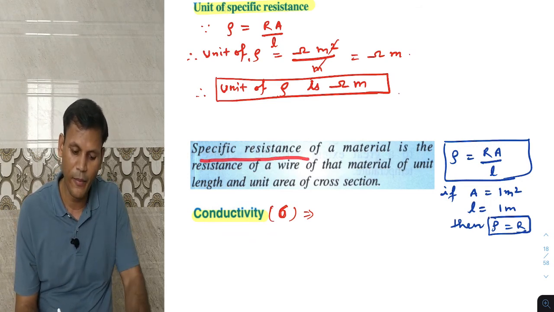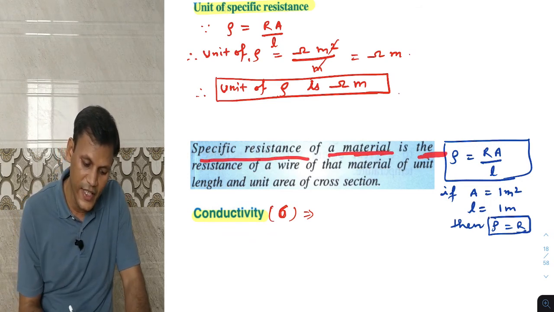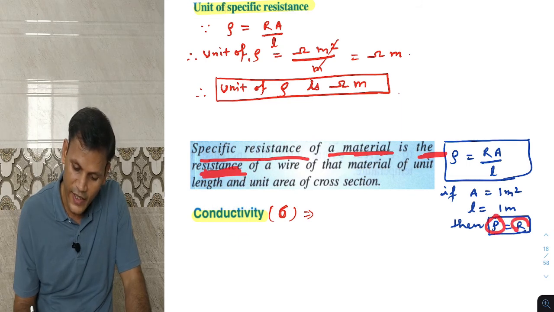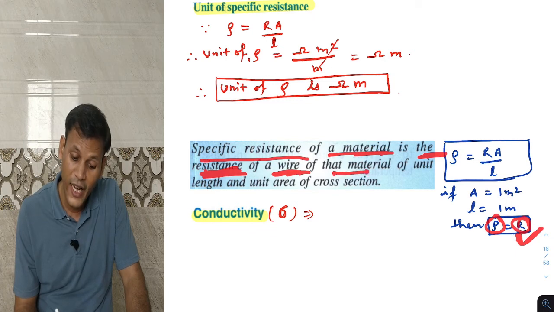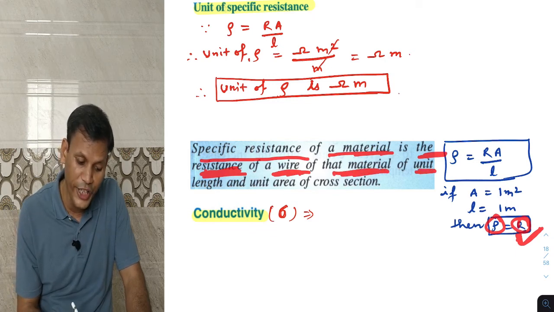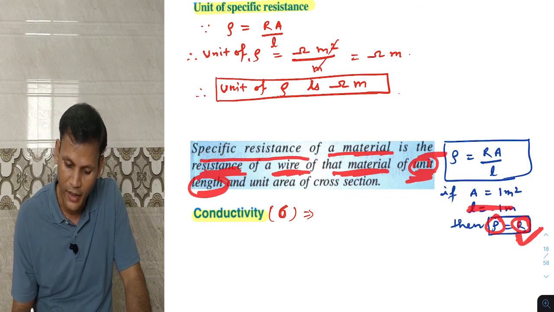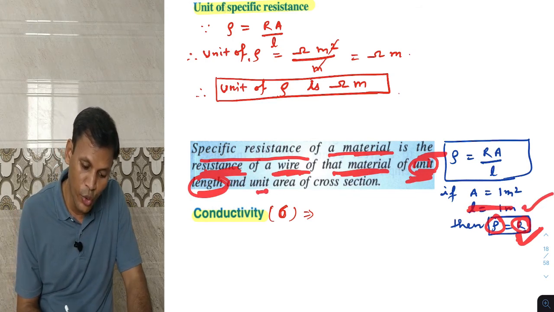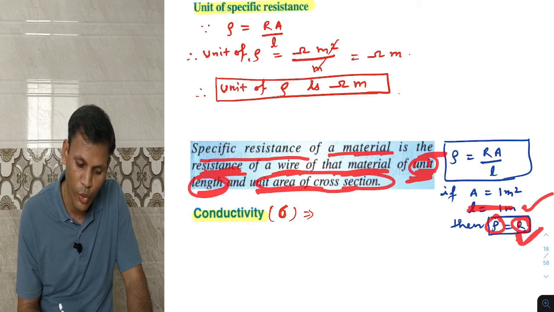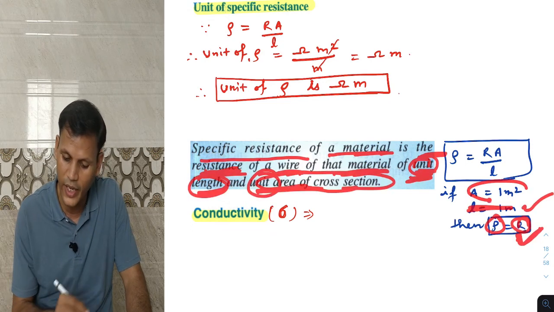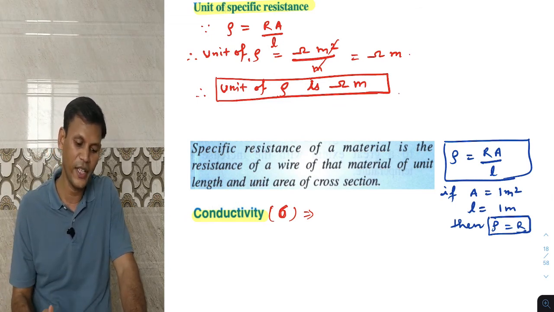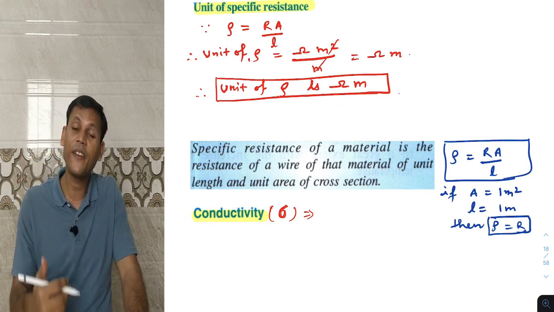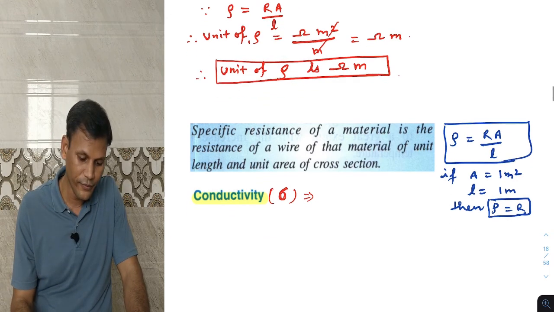Specific resistance of a material is the resistance of a wire of that material of unit length. What do you mean by unit length? Length is 1 meter. Unit length and unit area of cross section, where unit means 1 meter square is the unit area of cross section. This way we can define the term specific resistance.